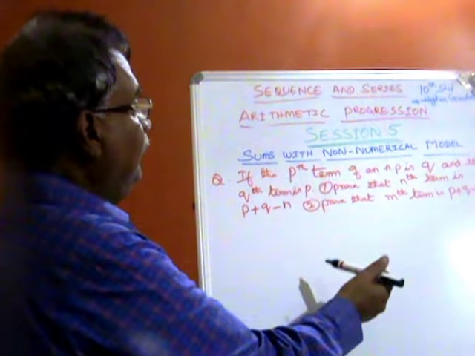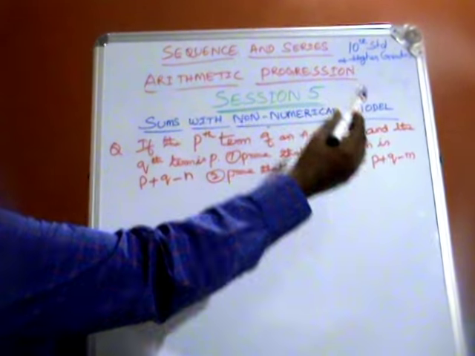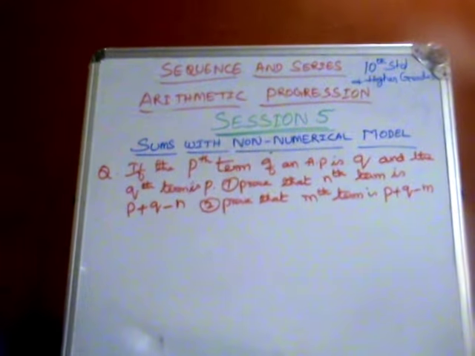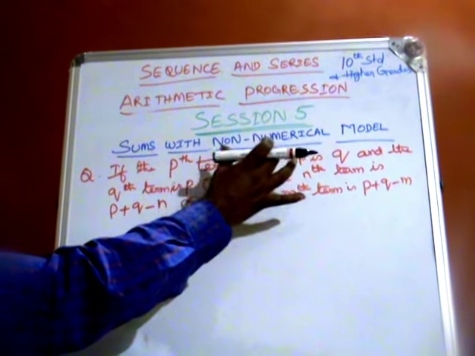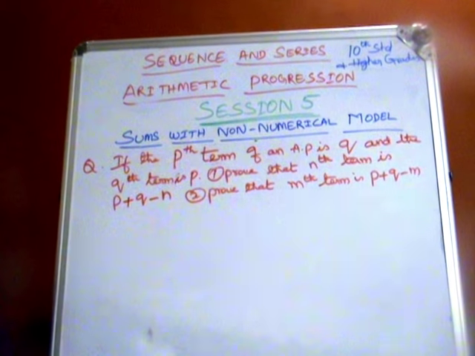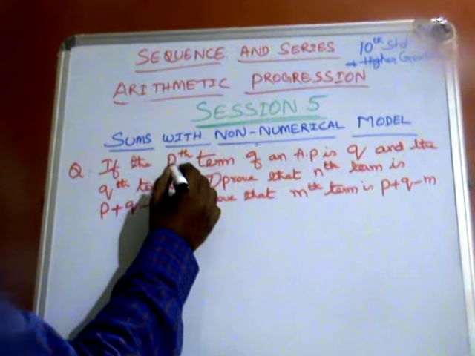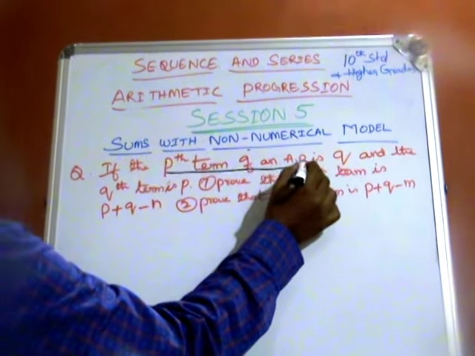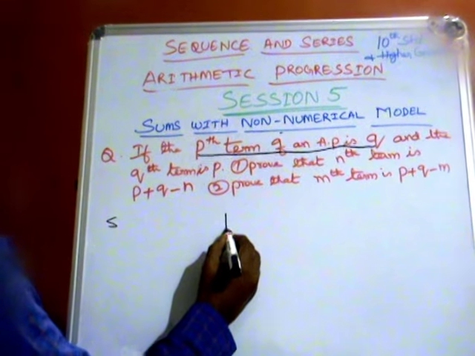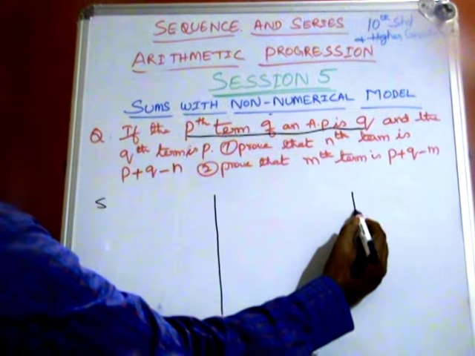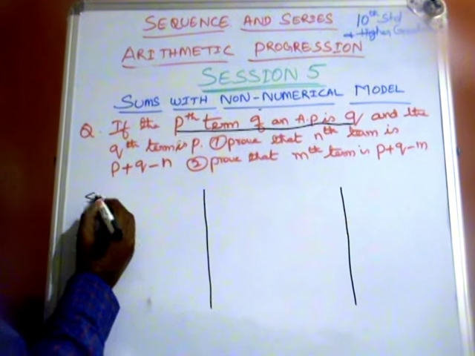Now, session 5 deals with non-numerical models. You won't find numbers here. So, when you do the first sum, you can understand what is meant by a non-numerical model. So now look here, each term of an AP is Q. So statement 1, it is split into 3 parts, 1, 2 and 3. So I put STM1.